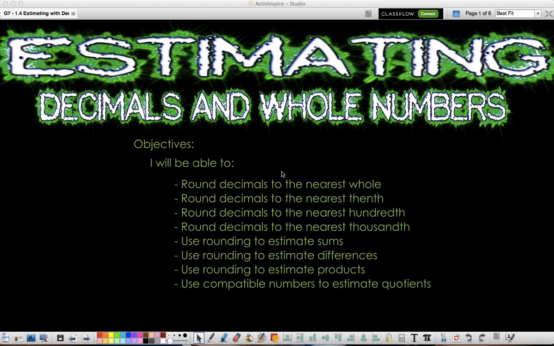Welcome to Lesson 1-4, Estimating with Decimals and Whole Numbers. Today we're going to talk about rounding decimals to the nearest whole, the nearest tenth, the nearest hundredth, and the nearest thousandth. We're also going to use rounding to estimate sums, differences, products, and we're going to use compatible numbers to estimate quotients.